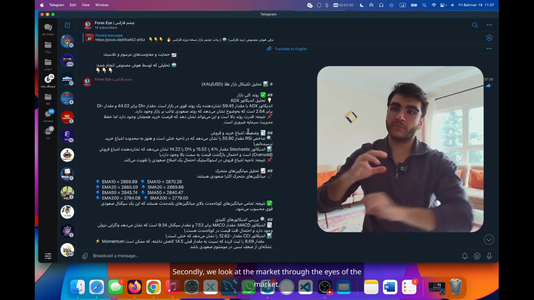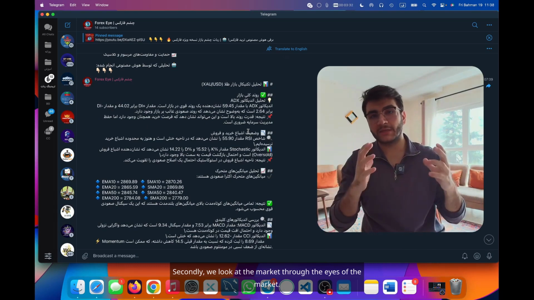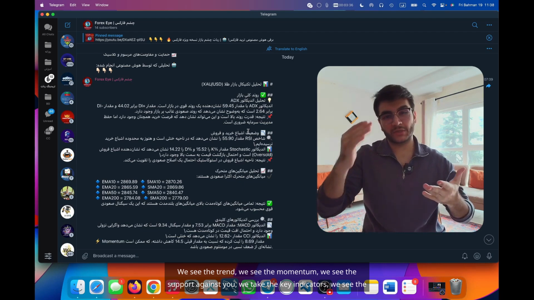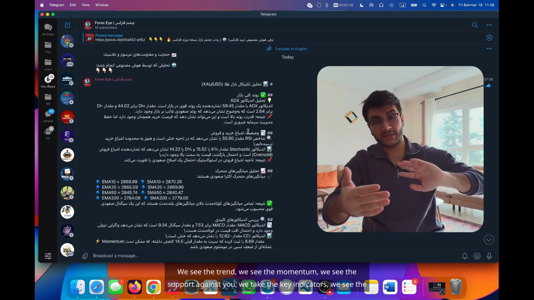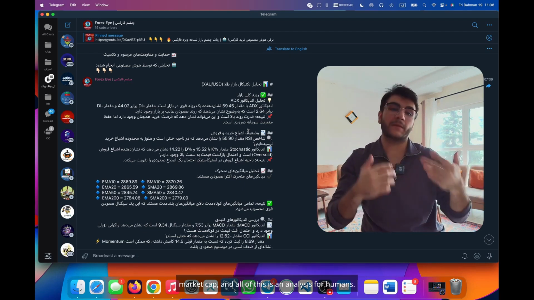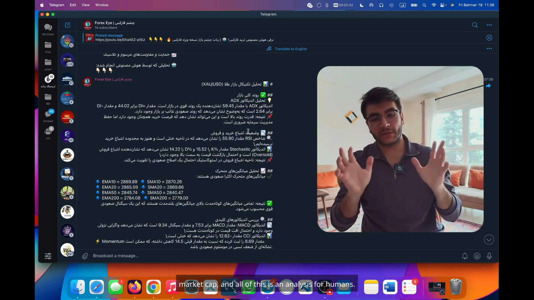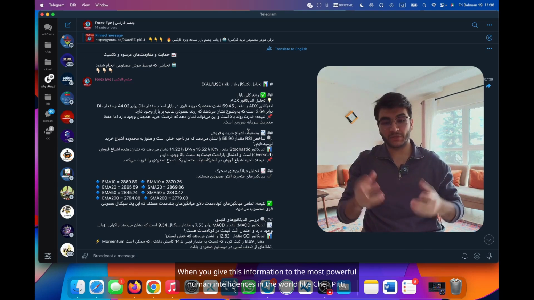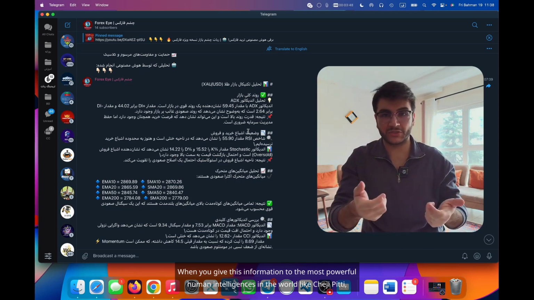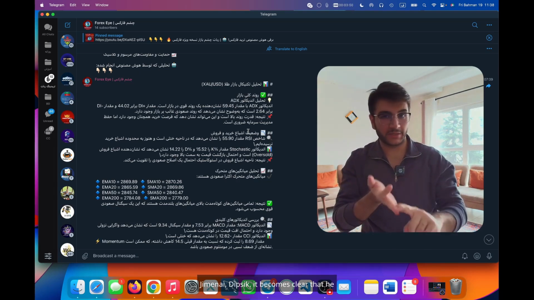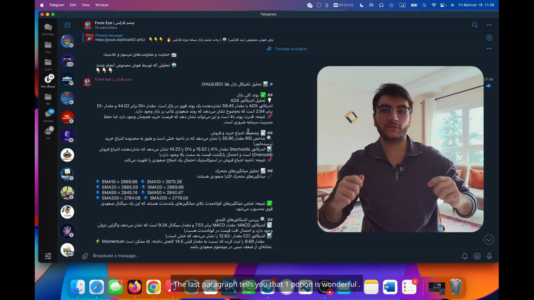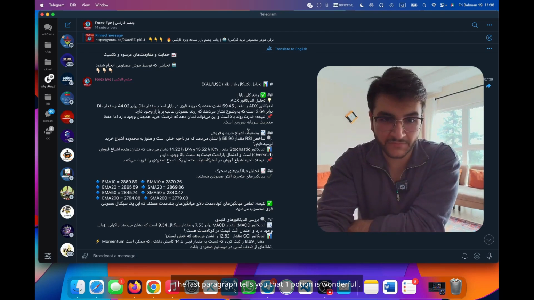Secondly, we look at the market through the eyes of the market. We see the trend, we see the momentum, we see the support and resistance. We take the key indicators, we see the market cap, and all of this is an analysis for humans. When you give this information to the most powerful artificial intelligences in the world like ChatGPT, Gemini, DeepSeek, it becomes clear that the last paragraph gives you a wonderful conclusion.